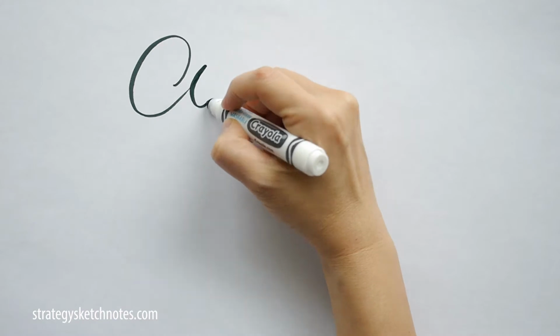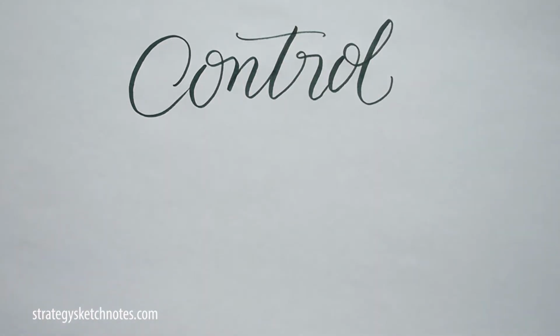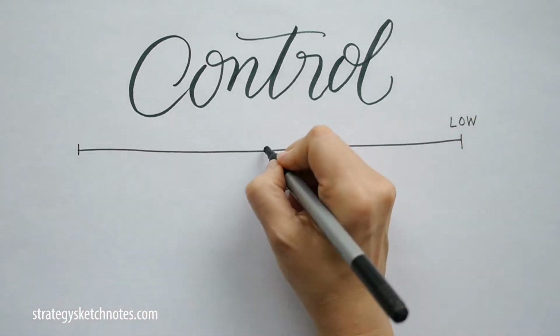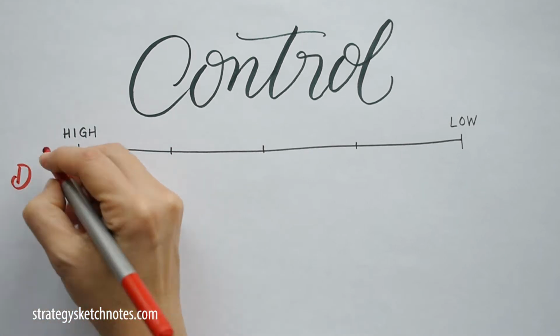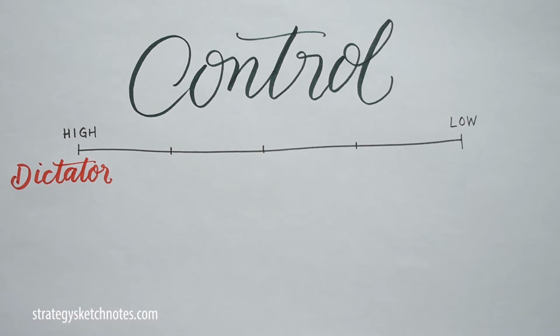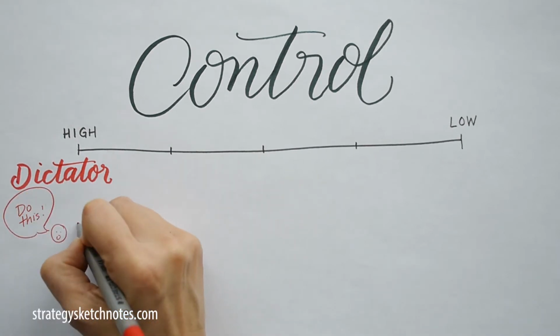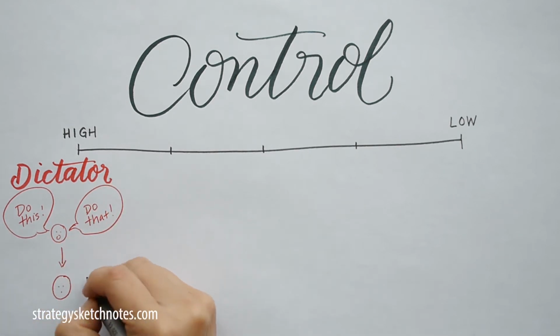This spectrum is based on the factor of control, how much the leader controls their people, situation, projects, and communication. So let's start with high control. If we think about the extreme person who has control of everything, this leader is a dictator. Dictators like to be in the know, make decisions, tell everyone what to do, and might even get upset if people don't follow their directions.